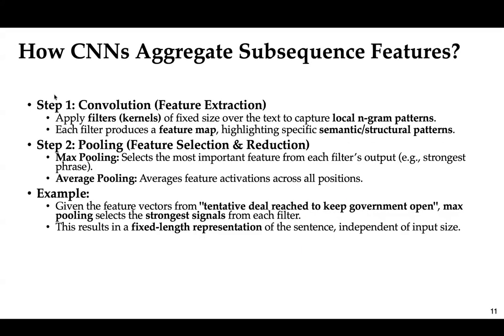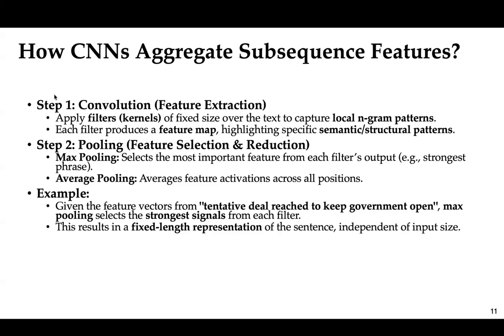All right, so how would things work, how to aggregate subsequent features. Step one, do the convolutions. We'll talk about what a convolution is. Apply filters, kernels. This is just weird lingo. What is a filter? What is a kernel? I'll talk about that in a second by showing an example of a fixed size window over the text to capture local n-gram patterns. Each filter produces a feature map, a subset of the features. You can then combine those features together to get your eventual feature representation. This will highlight specific semantic and structural patterns.